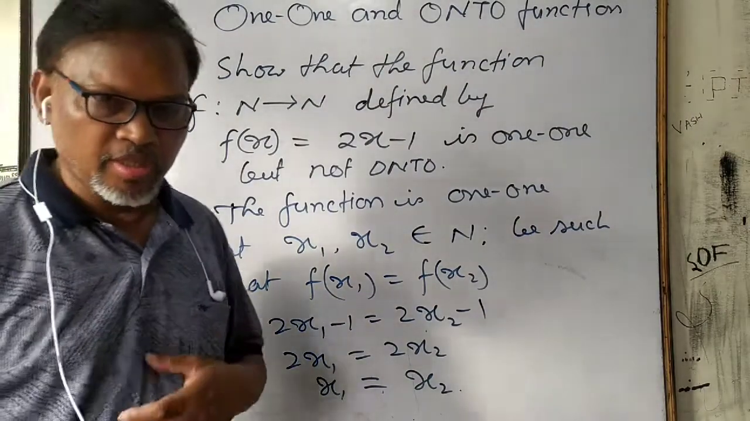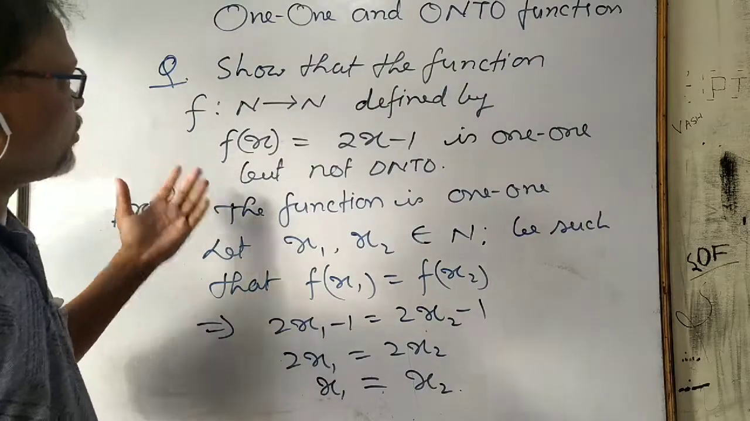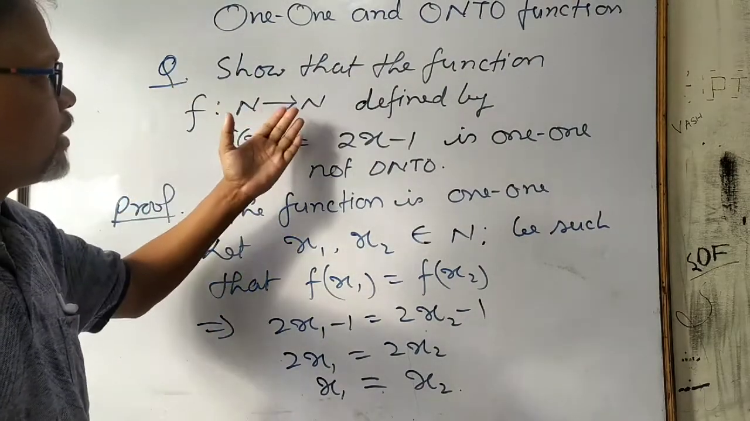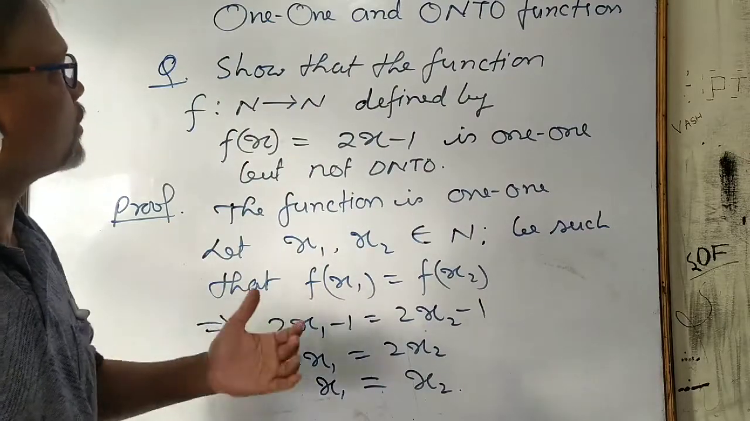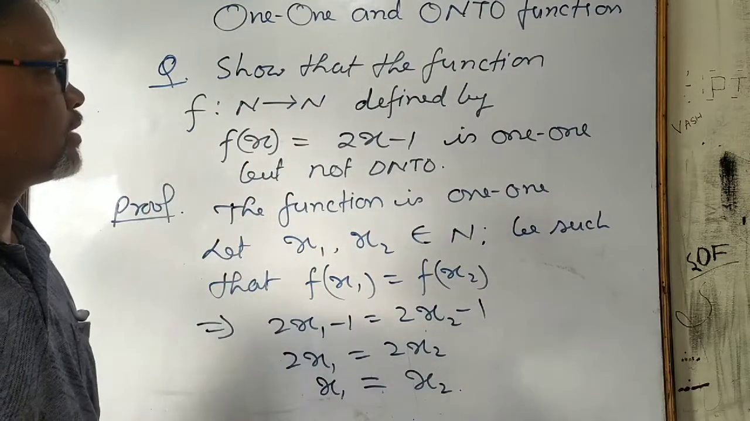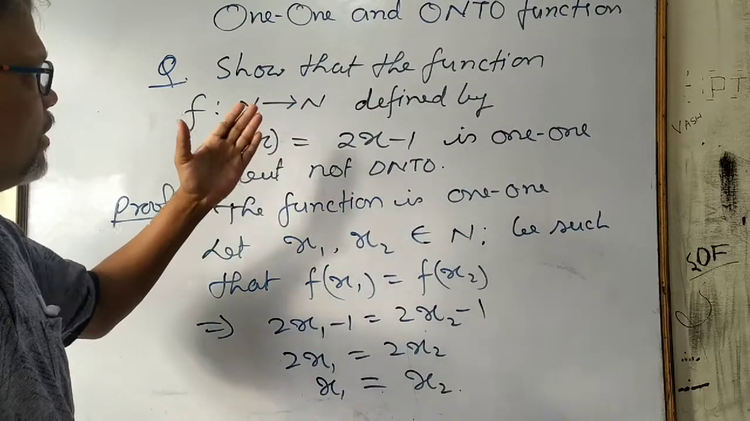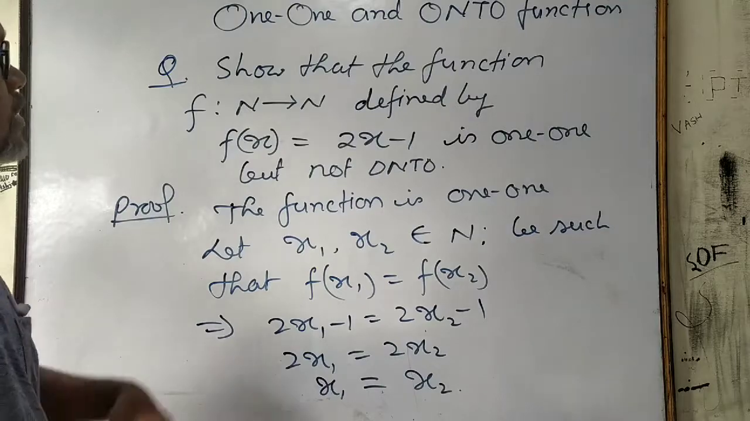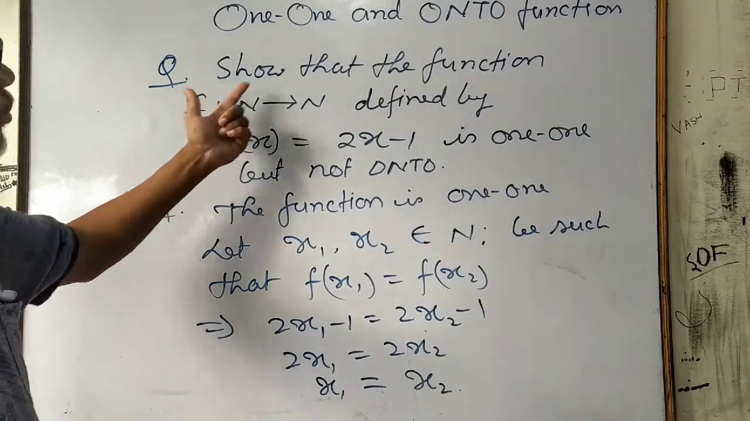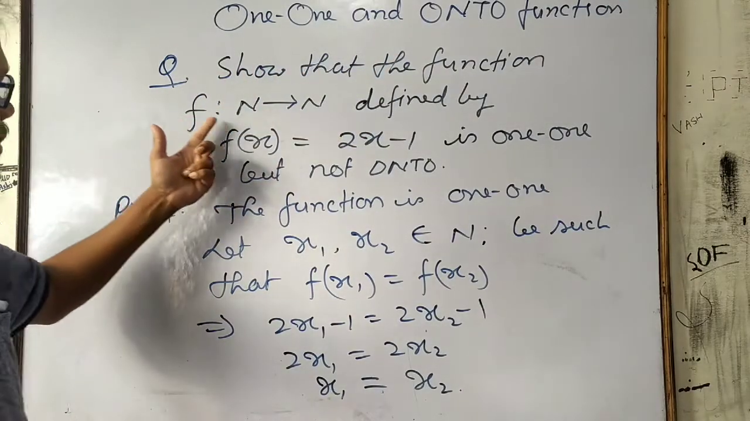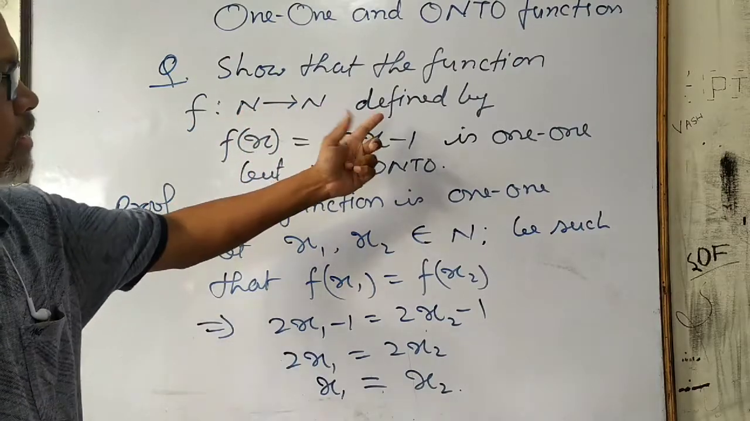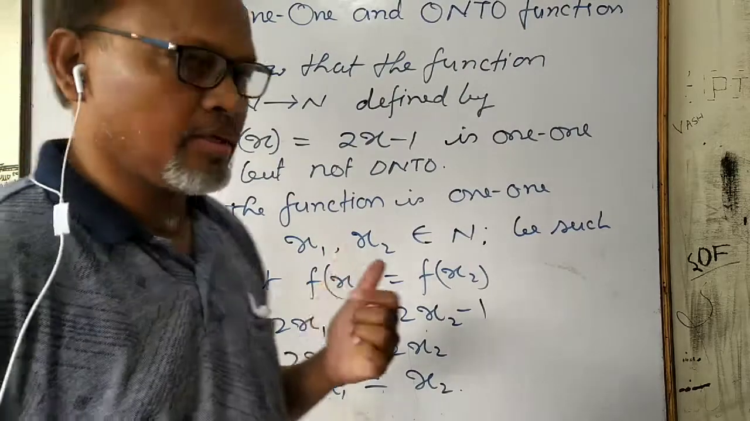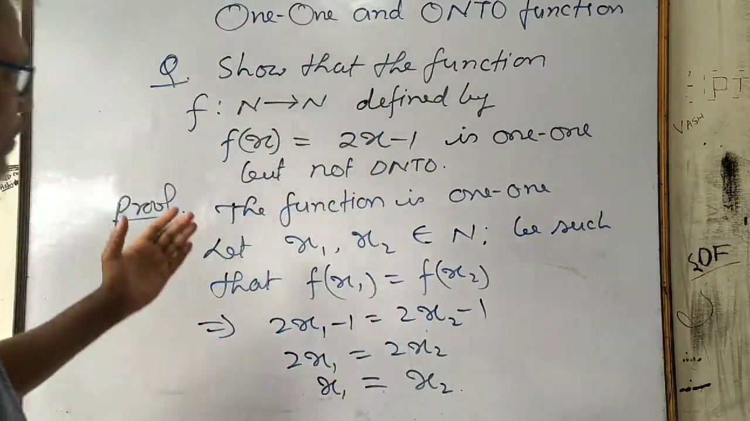Dear students, in this video, I will tell you how to show a function is one-one and onto. Here is one question by which you can show that a function is one-one and onto. Show that the function f from N to N defined by f(x) = 2x - 1 is one-one but not onto.